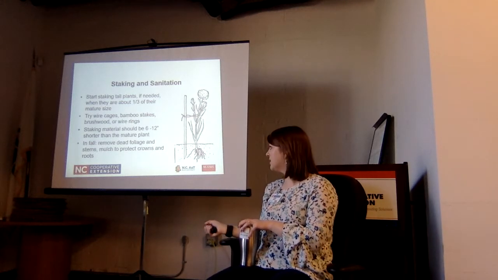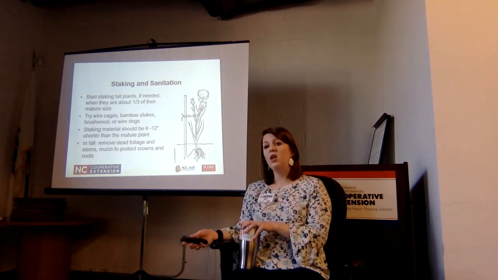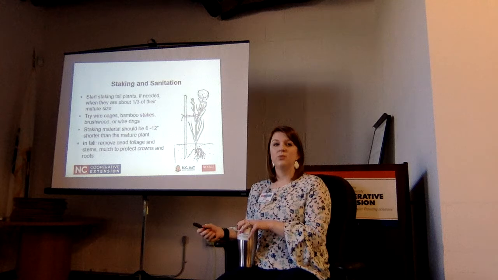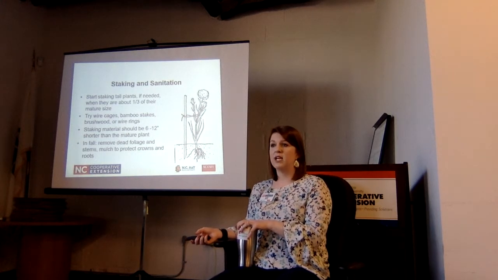You always want to monitor that staking and twine to make sure that it's not impeding the growth of the plant. And then as far as sanitation is concerned in the fall, you do want to either remove any dead foliage or maybe some stems, and protect the crown growth.